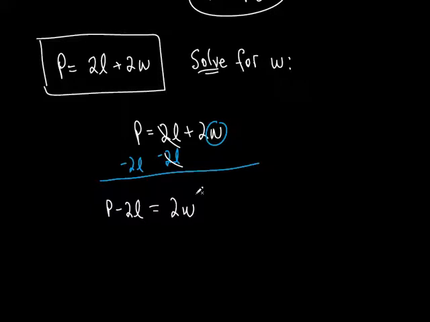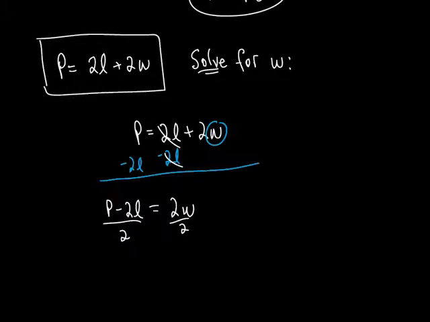2W. And remember what we're trying to solve for. Trying to solve for what? For W. So I got one more step. I can get W by itself. How do I get rid of that 2? Divide by 2. But look what I have to do over here. I got to divide what? Everything by 2. All right?